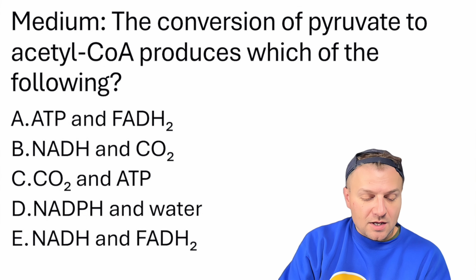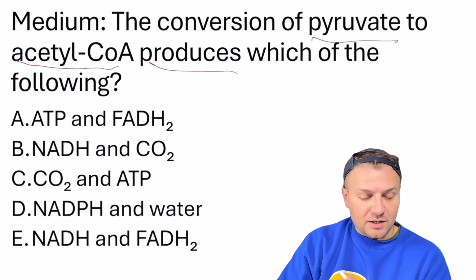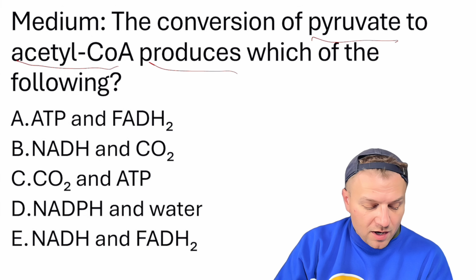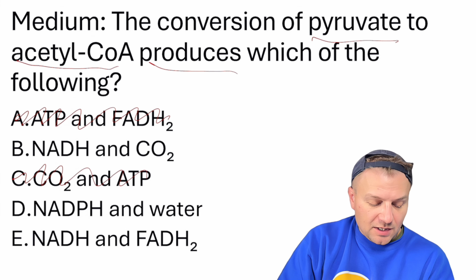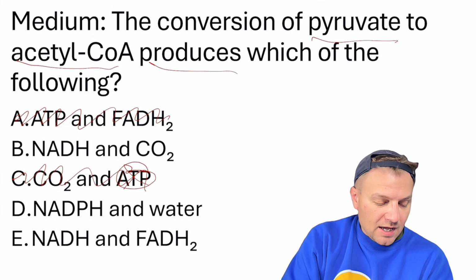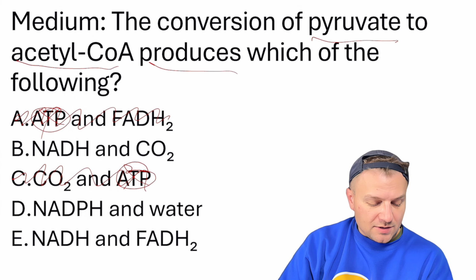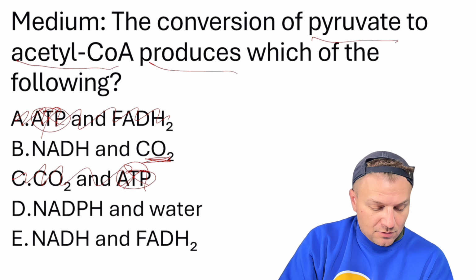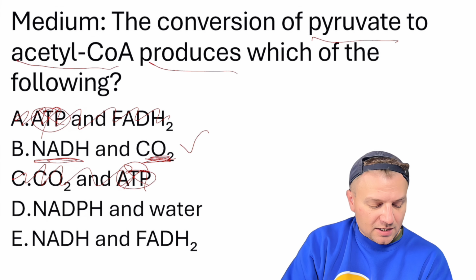Here's the medium question. The conversion of pyruvate to acetyl-CoA produces which of the 2 following? So looking at our answers, we can automatically scratch out A and scratch out C. We don't produce ATP at this step. So we're now down to a 1 in 3 chance. Yes, we produce CO2. Yes, we produce NADH. I think that's the answer, but let's go and double check.